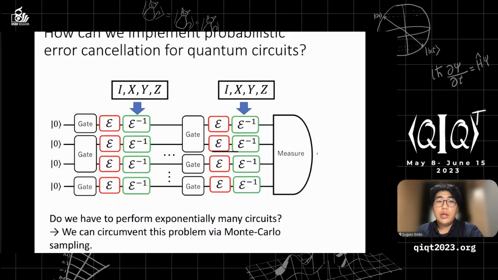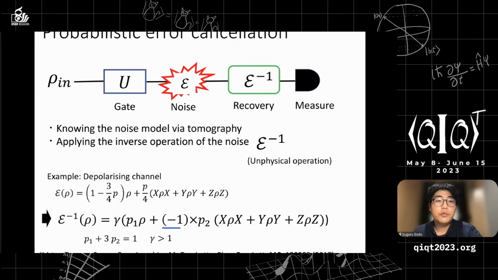So we needed another trick, and that is a Monte Carlo technique. In this way, gamma is some coefficient over one, and P1 and P2 are probabilities. We set gamma such that P1 and P2 satisfy the condition of probability, so they sum up to unity. But as I said, there was a negative sign, and the negative sign just remains here.